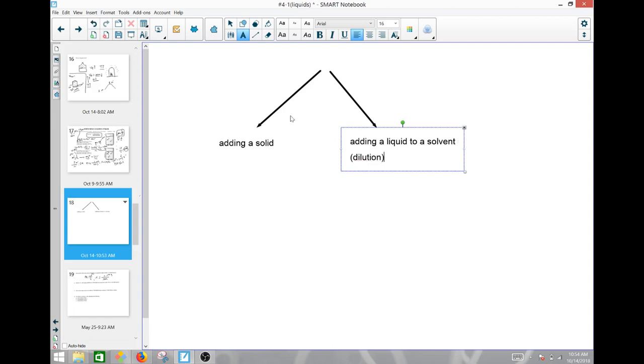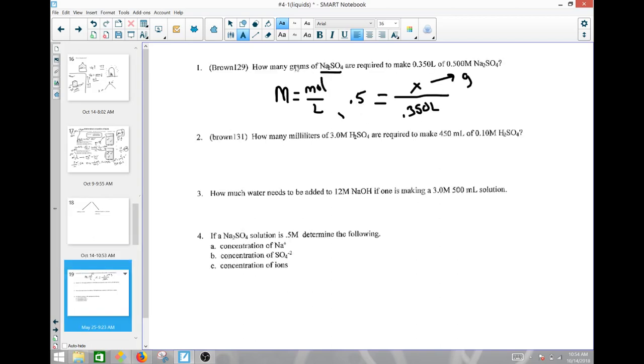Okay, so adding a solid to some solvent is the exact same thing we just did in this problem right here. How much mass of solid is required to mix to make this solution? So we use the molarity formula. We have a volume, we have a concentration, and we have to solve for the mass we need.